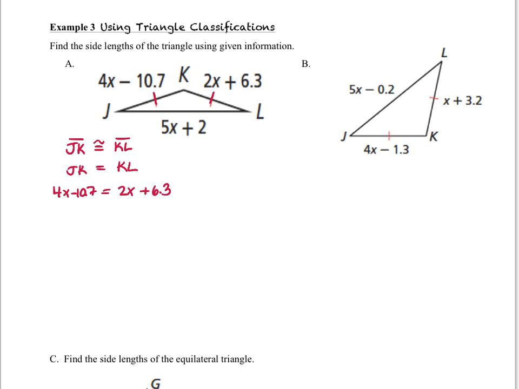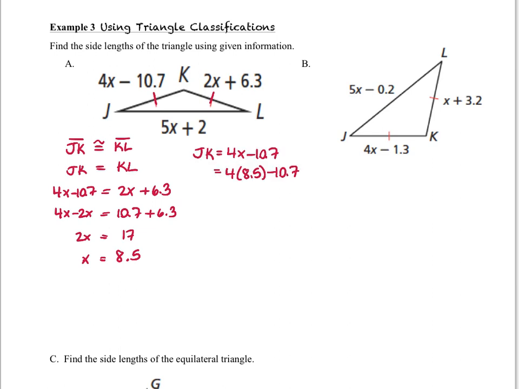Once we've got the equation set up, we can solve for x. So we're going to have 4x minus 2x equals 10.7 plus 6.3, giving us 2x is equal to 17, and that means x is equal to 8.5. Now that we've got that, we can plug in for x in each of the three side lengths. The length of segment JK is 4x minus 10.7, so we plug in 8.5 for x, and we end up with JK having a length of 23.3.